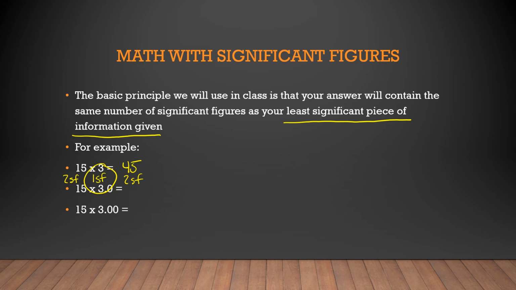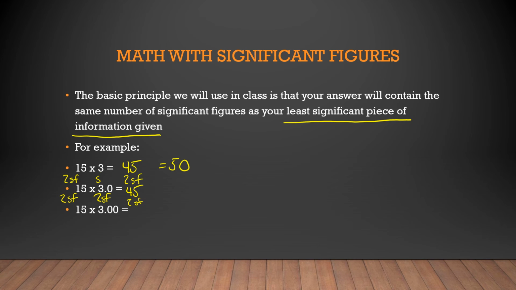But I am limited to that one significant figure from the number 3. So I need to round my number, 45, to one significant figure. If I round 45 to one significant figure, that means 15 times 3 is actually 50. That 5 is going to cause the 4 to round up. However, 15 times 3.0 is also 45. 3.0 has two significant figures. 15 has two significant figures. So my answer gets two significant figures, so it stays at 45.